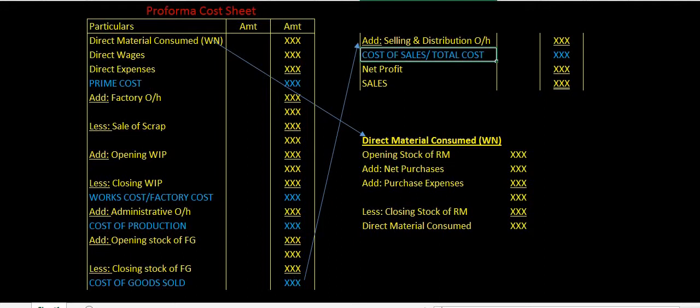Now, the last two items will never be given to us ready-made. They will give us information about sales, which we write here. And remember, in most cases, profit will be our balancing figure. That is, sales minus cost of sales, we get our profit. That is one way how it happens.